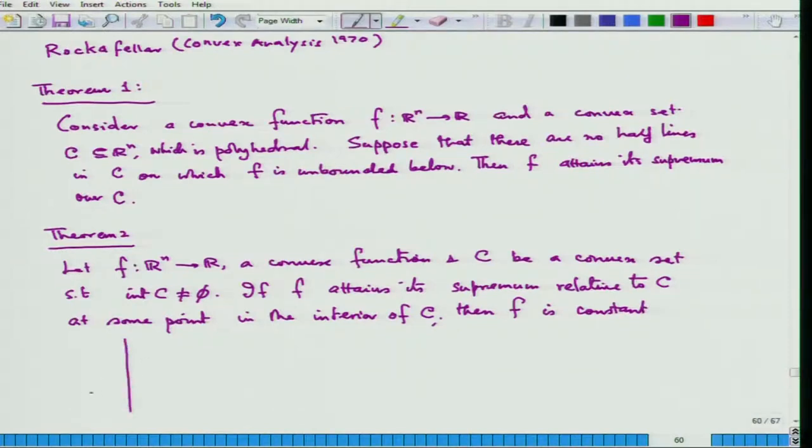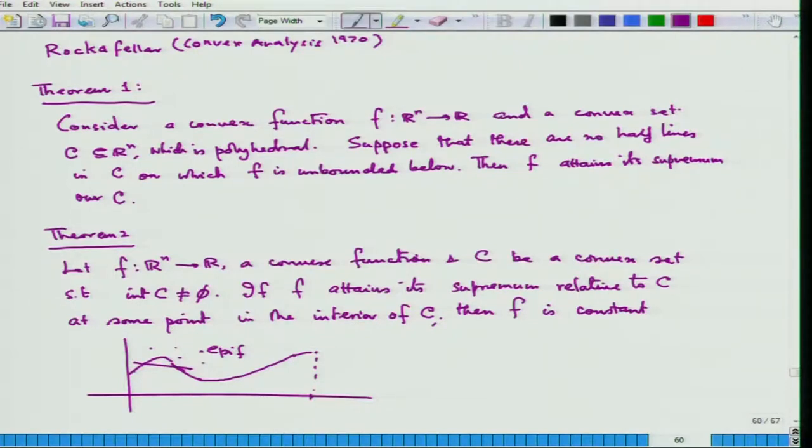Basically, you cannot have a scenario like this. Suppose you have a set like this and you have a convex function, and you say, okay, let the convex function have a local maxima here, and then of course, the function has to come down something like this and a global maxima here. For a function from R to R, the function has to rise on one side, drop on another side. Once you do that, you lose the convexity of the epigraph, and hence the function would not remain convex. So, if the function is convex, it cannot attain its supremum relative to C in the interior of C, if C has an interior. That is a very, very important conclusion, and it should always be kept in mind.